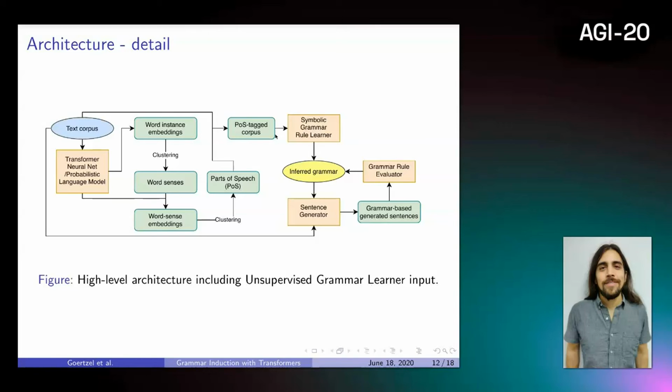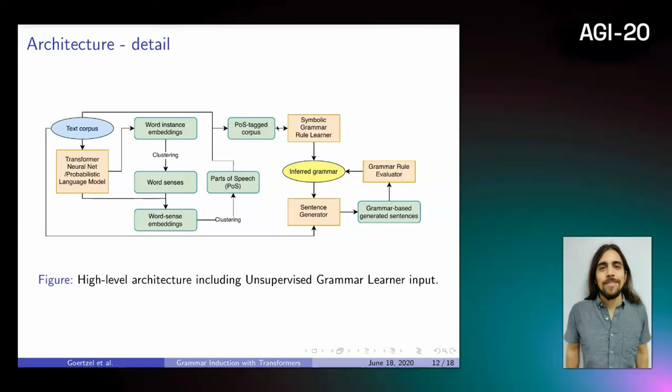Expanding the input that we give to the symbolic grammar learner, to the unsupervised grammar learner, we need to have words divided into categories, so words that are annotated with parts of speech. We do this unsupervisedly as well by clustering words, by creating word embeddings for each of the words in the vocabulary, and then we cluster them and get parts of speech. So with this tagged corpus we can create grammar rules.